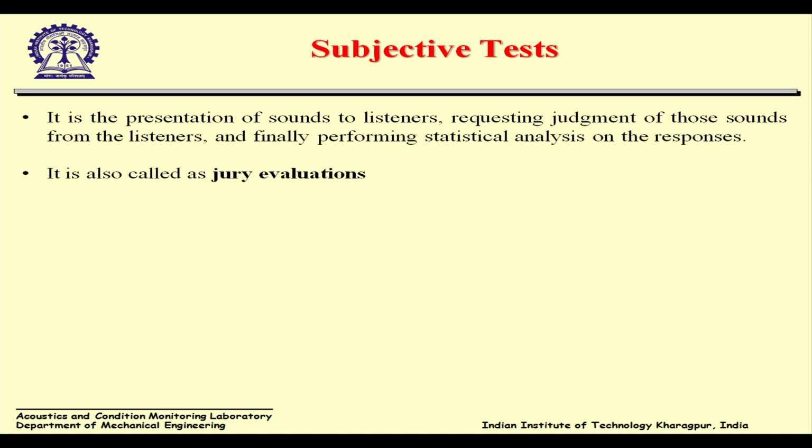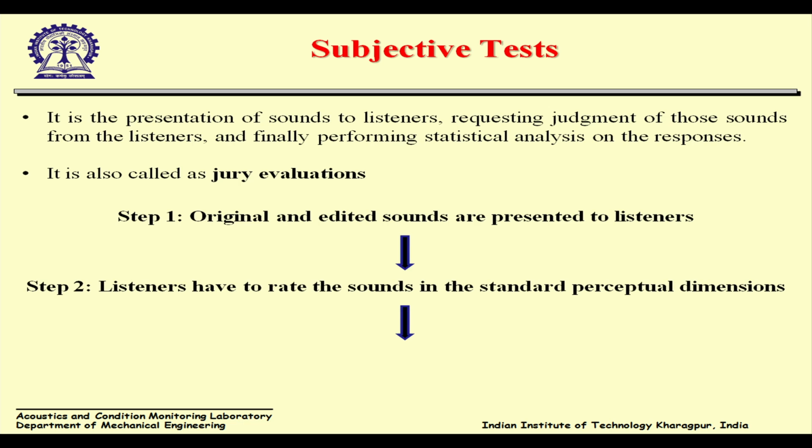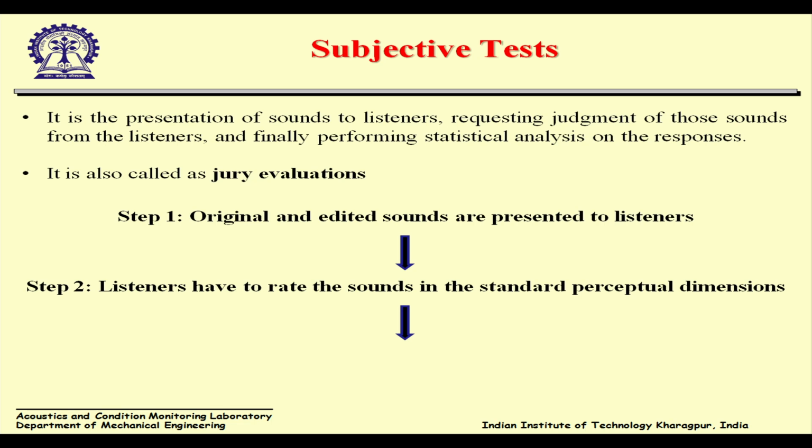So once we have calculated these objective metrics, then the other part is the subjective listening test, which is also called the jury evaluation. Here the listeners are presented with different sounds, they rate the sounds, and then they judge the sound quality. So this is the stepwise process. First, for example, we have a product sound, an original sound, and then we have the modified sound, either modified by making some design changes, or modified by manipulating the sound quality metrics, and the edited sounds and the original sounds, a different variety of sounds, are played to the listeners.